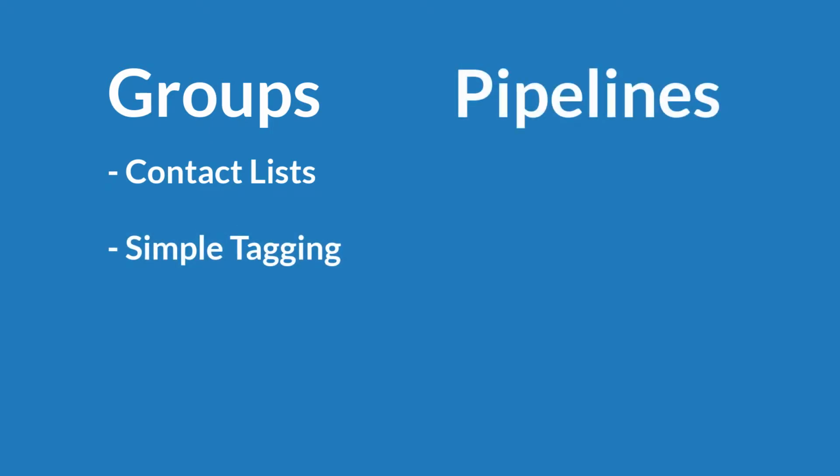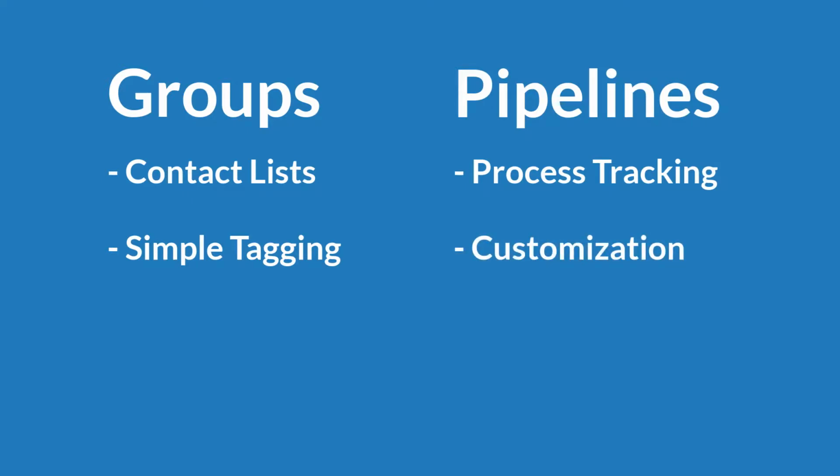Pipelines are designed for process tracking. They come with different statuses, a defined workflow, and even custom fields. There is sometimes some gray area in which is the better option, but generally speaking, if you're tracking a process from start to finish or need a lot of customization, pipelines will be your best option. If you just need to segment your contacts into different lists, go with groups.